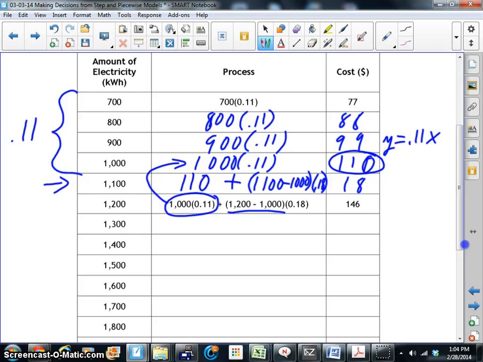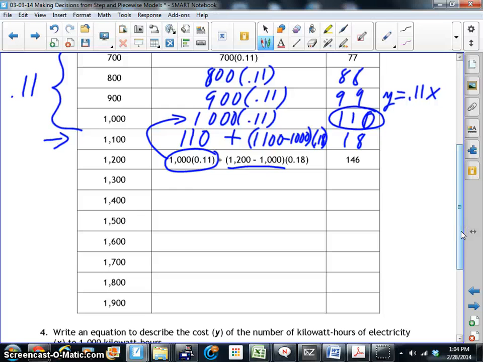Okay, so we're going to move on with this. Basically, this $110 is a constant now. It turns into a constant when you get to that point. Plus 1,300 minus 1,000 times 0.18.